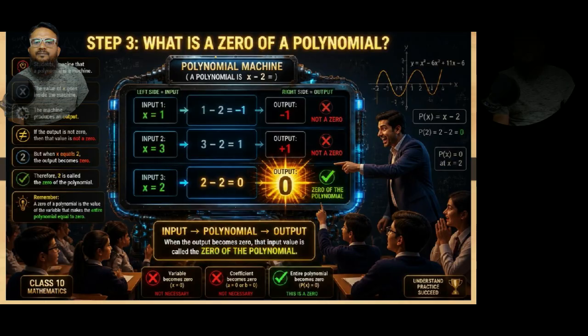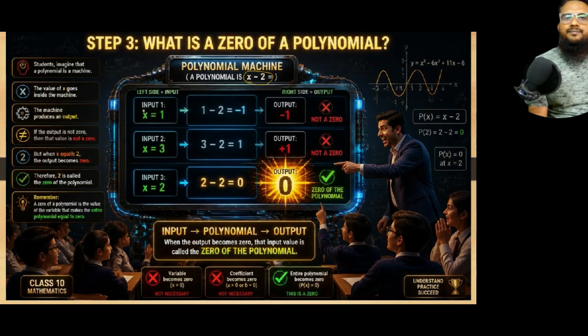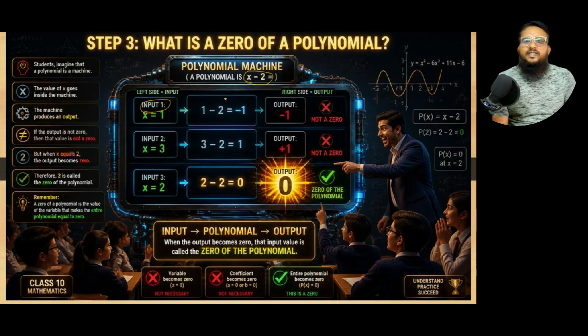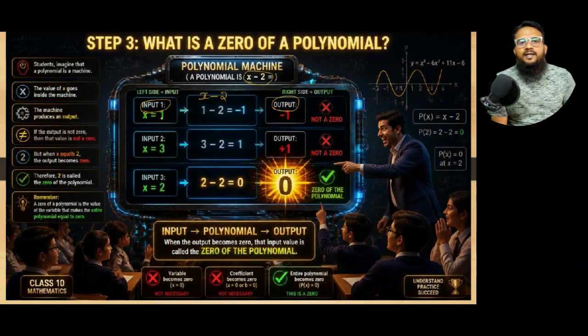Step 3. What is a zero of a polynomial? Students, think of a polynomial machine. x minus 2 is a polynomial. This is input, right? This is processing and this is output. If I put 1 as the value of x, then 1 minus 2 becomes minus 1. What is the output? Minus 1.